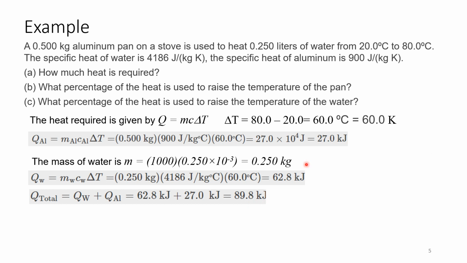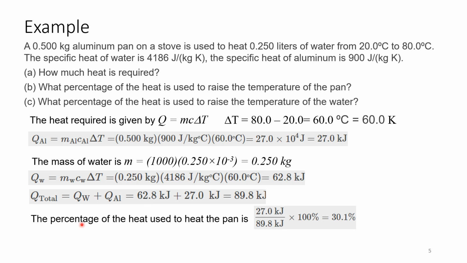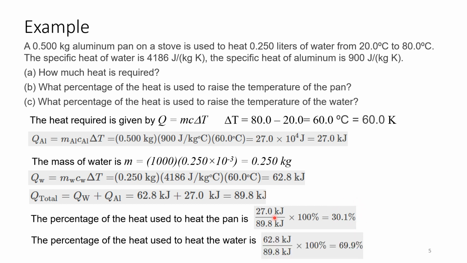Now we calculate the percentage. The percentage of the heat used to heat the pan is 27.0 from here divided by the total heat, and we get 30.1%, while the percentage of the heat used to heat the water is 69.9%.